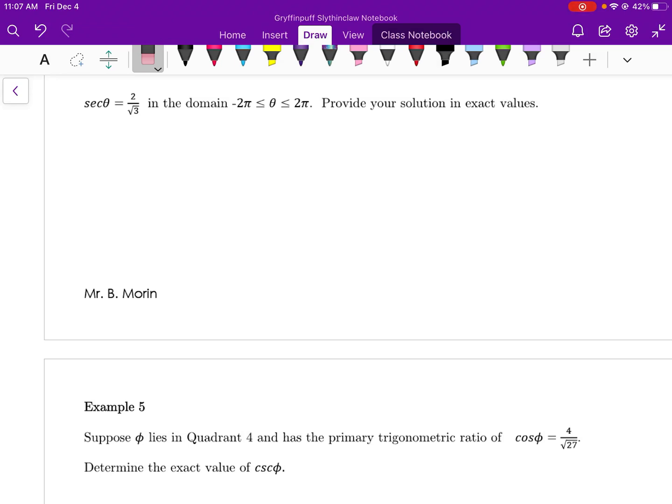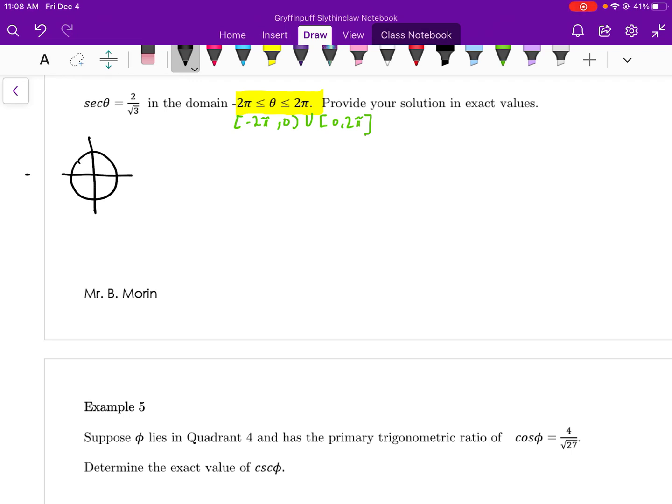Moving on to the next question, we're going to solve for secant theta is 2 over root 3 in the domain from negative 2 pi to 2 pi. One way that I would ask you to consider is that this domain can be broken up into two subdomains, negative 2 pi to 0, or 0 to 2 pi. If that helps you think of things better, you can break this down into two questions.